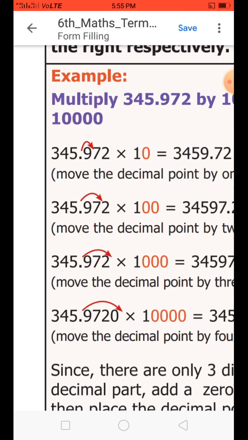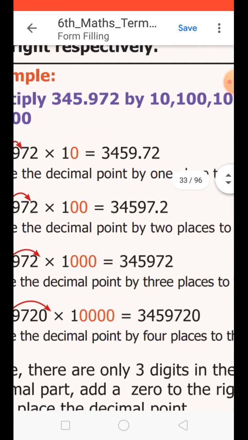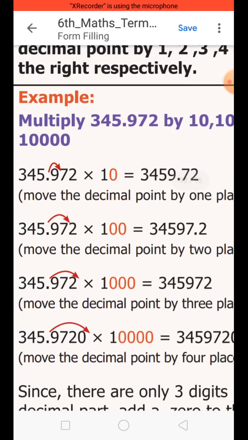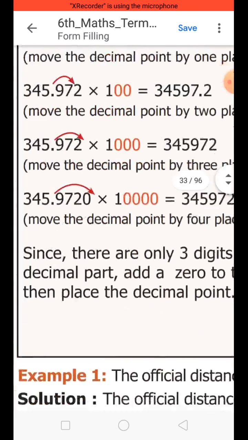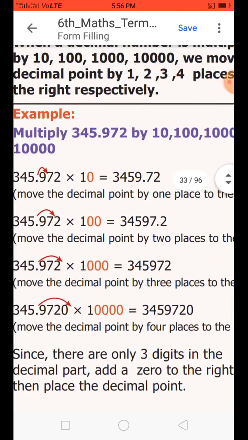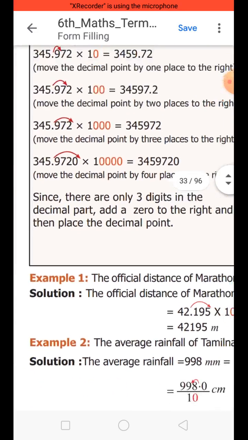So you have to move the decimal point by three places. If you move the decimal point by three places, 345972 dot, which means you no need to put the dot at the last number. And 10,000 means the point will move to that side and it will become 0. So 3459720. This is what we have to do when we multiply a decimal number by 10, 100, 1000, 10,000, and so on.